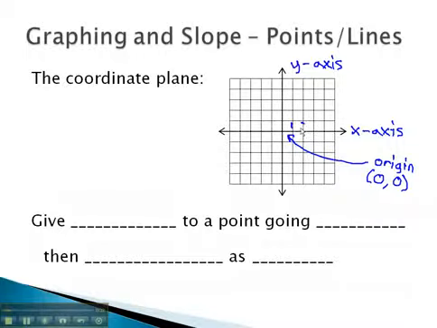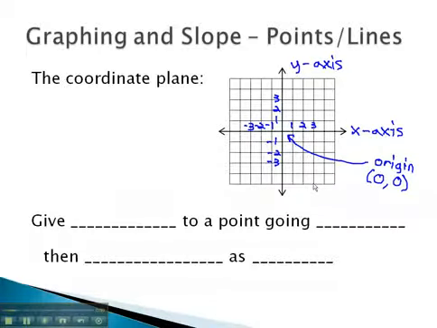This means we count up, going to the right, giving positive numbers, and negative numbers on the left. Similarly, on the y number line, we have positive numbers going up and negative numbers going down.